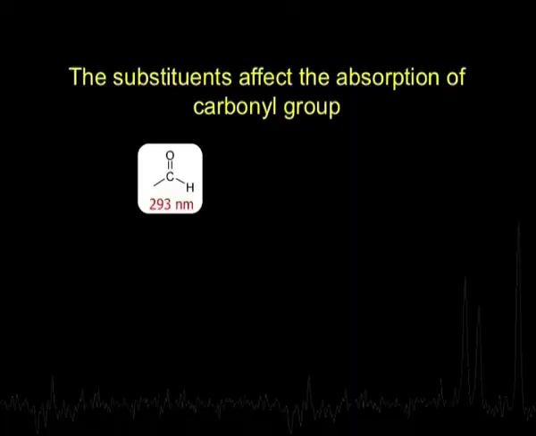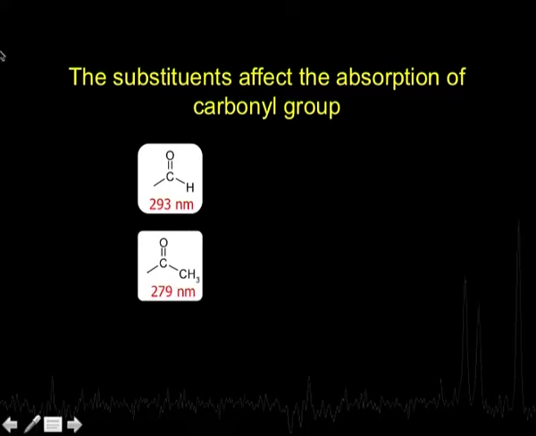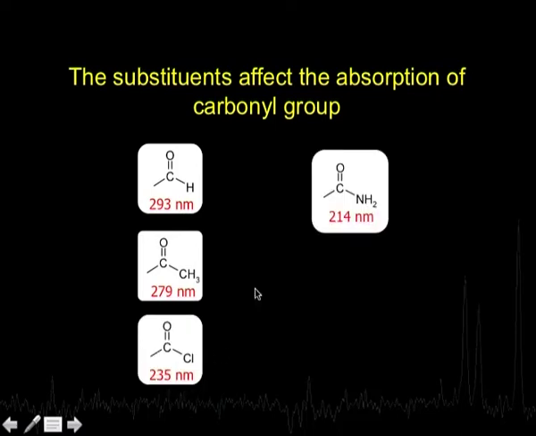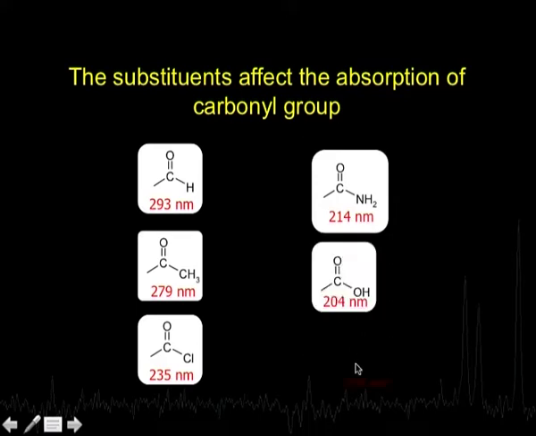Now if you go further and look at this basic carbonyl chromophore, we find that if different substituents are put onto it, the absorption maximum is affected significantly. Let's take some examples. This is a typical aldehyde, about 293 nanometers, and if I substitute this hydrogen by a methyl group, it comes to 279, and so on and so forth. A halogen over there takes it further down. Or if we have NH2, it is 214. If it is an OH, it is 204, and so on and so forth.